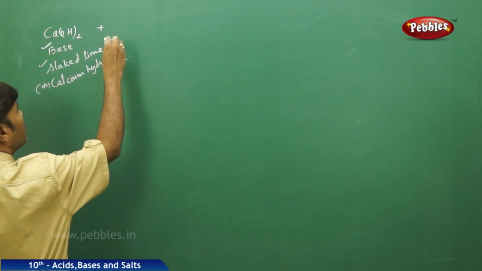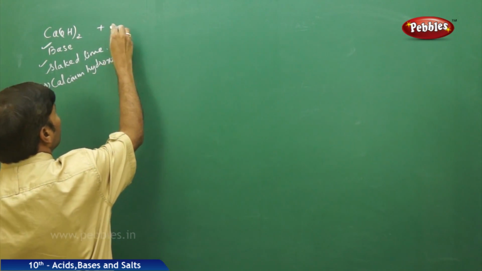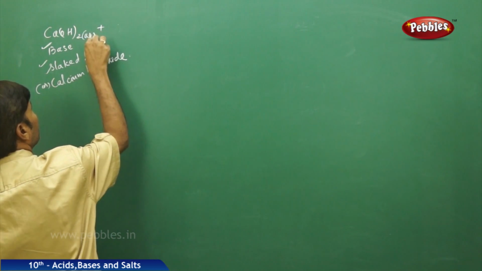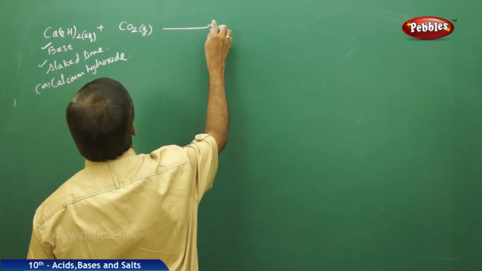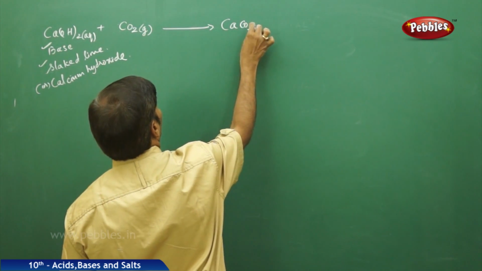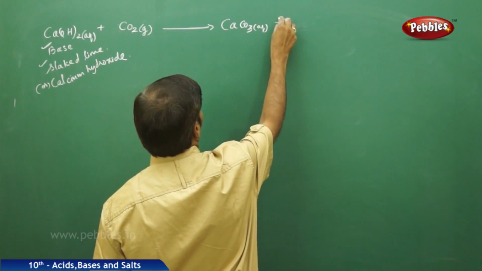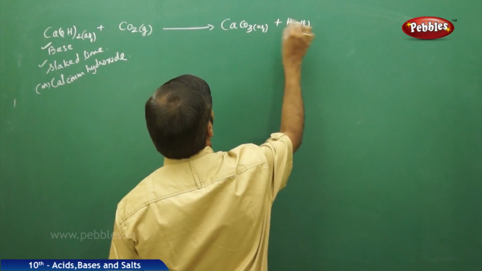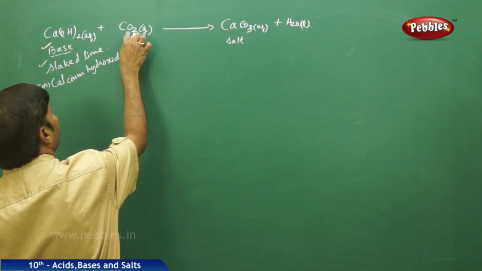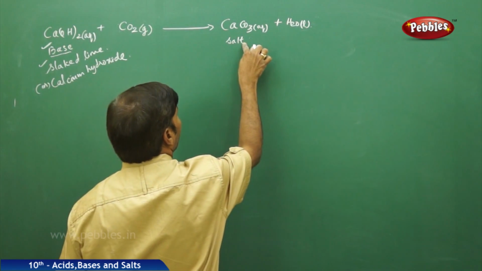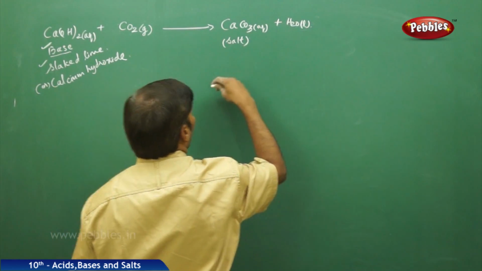So this calcium hydroxide, that is a base, this slaked lime, when treated with carbon dioxide gas, gives a new compound: calcium carbonate aqueous plus water liquid. Mind you, this is a salt. From a base, by treating with carbon dioxide, you are getting a new salt, that is calcium carbonate, limestone, which is a salt, and again water is liberated.